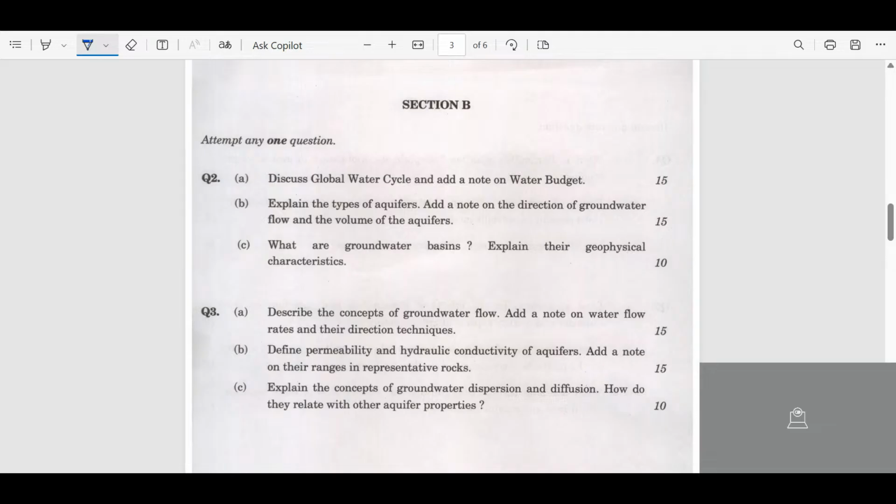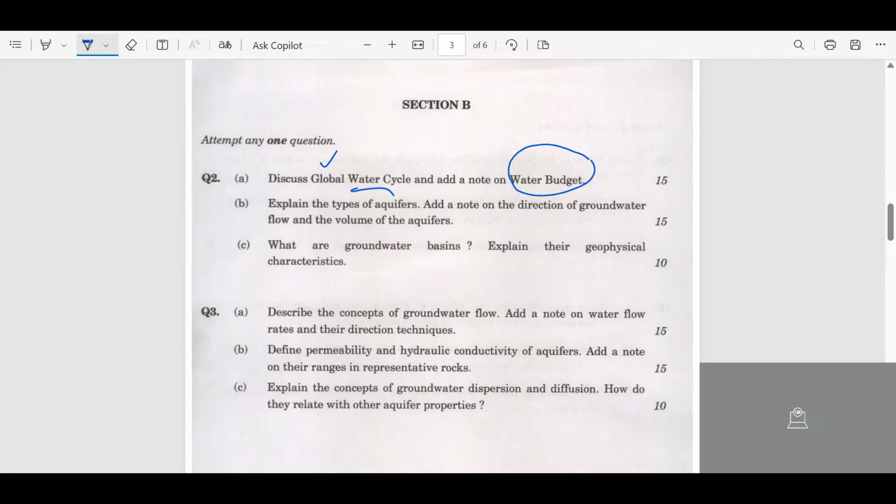Let's see the global water cycle. Discuss the global water cycle and add a note on the water budget. It's not just about the water cycle of India, it's about the water cycle at the global level. For all the water resources, you generally have to write how the water cycle is happening, and after that you have to write about the water budget, which should specifically be about India.